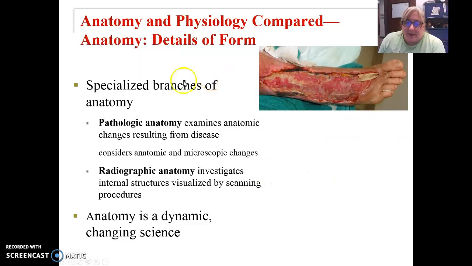We could study pathological anatomy, where we're looking at how disease has changed the structure. So this is actually a disease called flesh-eating disease, and it definitely changed the anatomy.